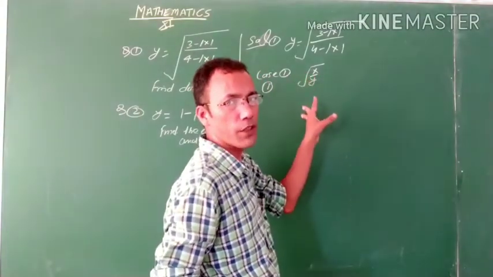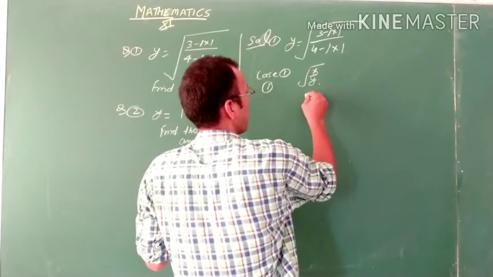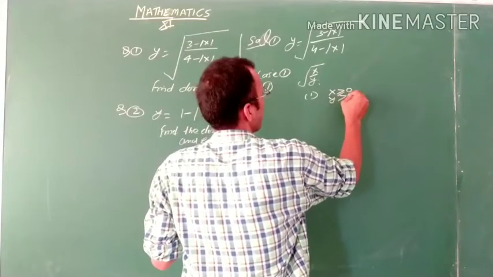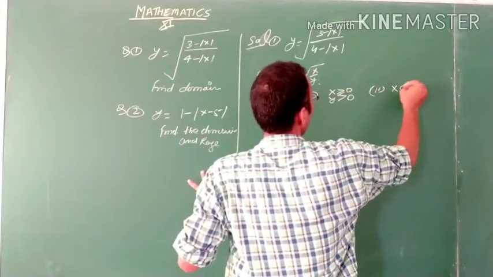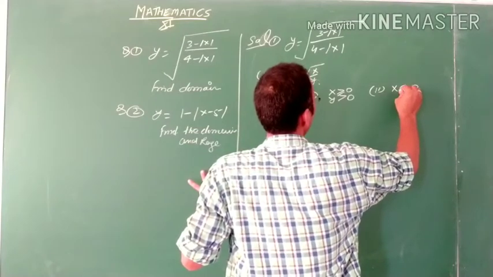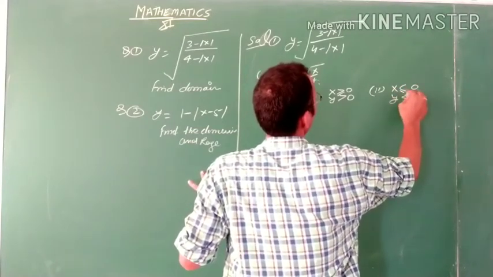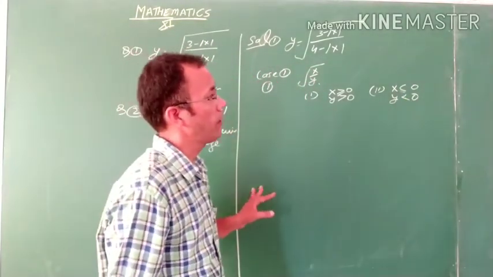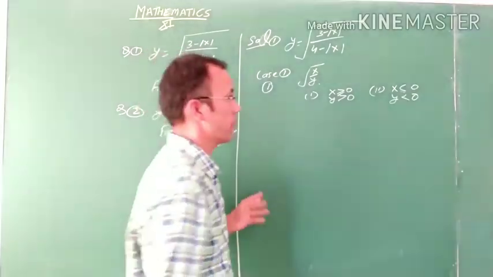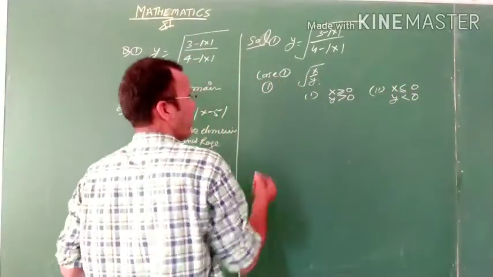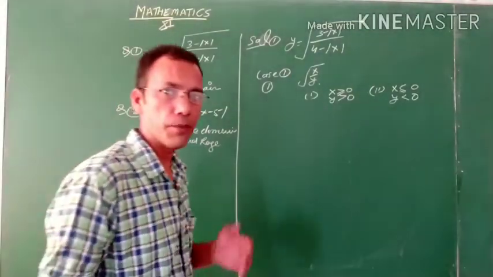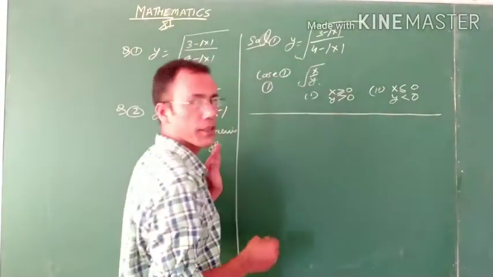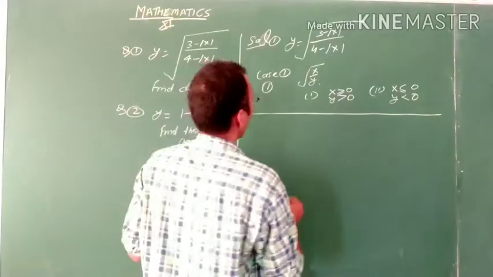It is in the form of under root of x upon y, where the first part must be x greater than or equal to 0 and y greater than 0, and the second part is x less than or equal to 0 and y less than 0. You can write this, but I am just going to use the short forms which we have discussed in previous questions. See, if I find the critical points in these questions, then what will happen?